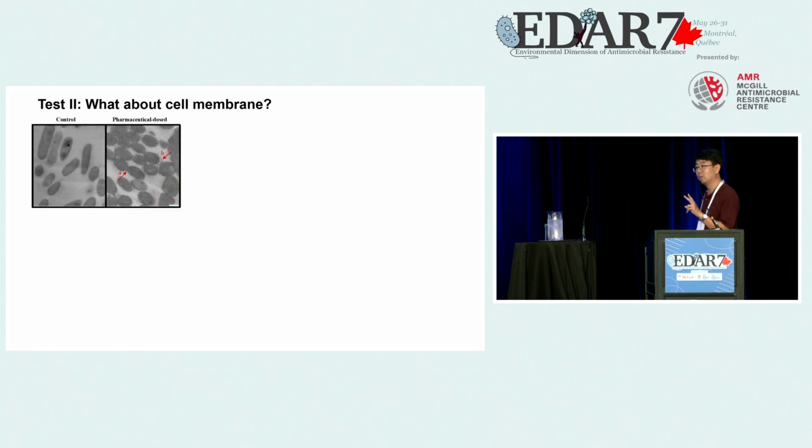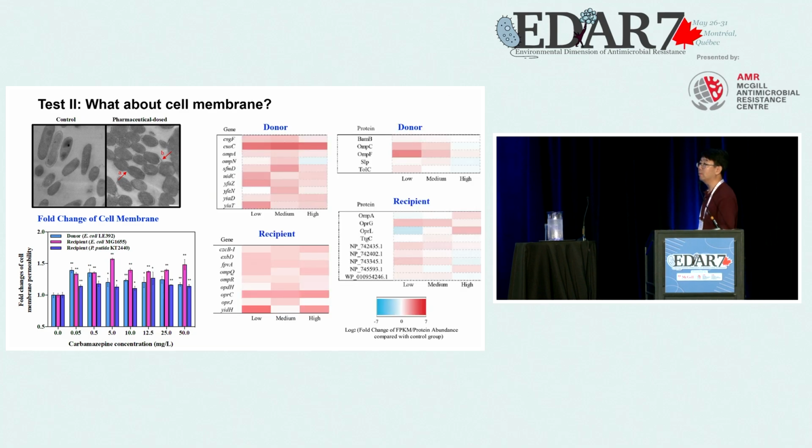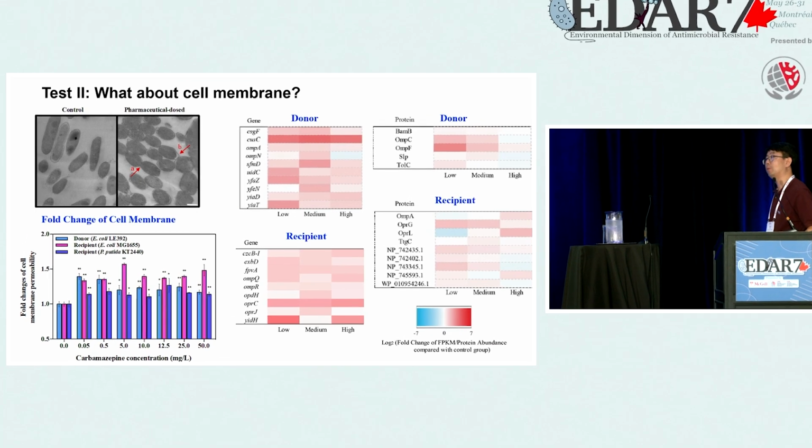The second reason: how about cell membrane permeability? Because for gene transfer, they have to overcome that cell membrane barrier. That's why we suspected maybe cell membrane permeability has been enhanced. So we did TEM imaging. You can see under exposure to this drug, some cell membranes have been damaged. We also did a quantification based on flow cytometry. Under this drug exposure, for both the donor and recipient, cell membrane permeability also has been enhanced. Again, we ran RNA sequencing and protein sequencing.